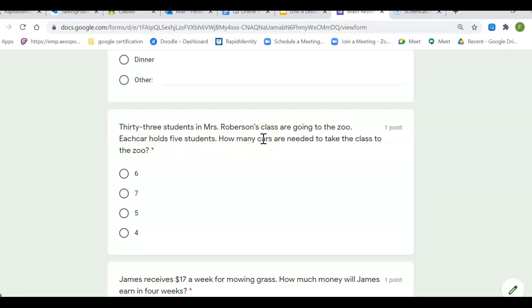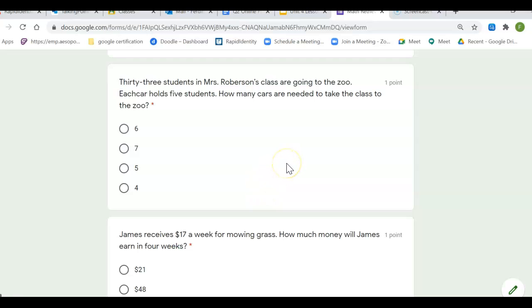33 students in Miss Robertson's class are going to the zoo. Each car holds 5 students. How many cars are needed to take the class to the zoo? So using your notebook, please solve this problem and choose the correct answer.